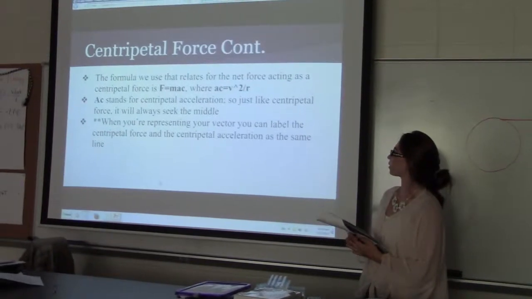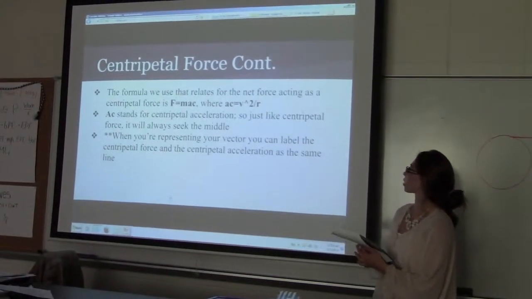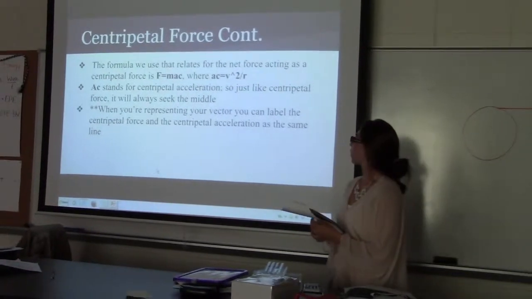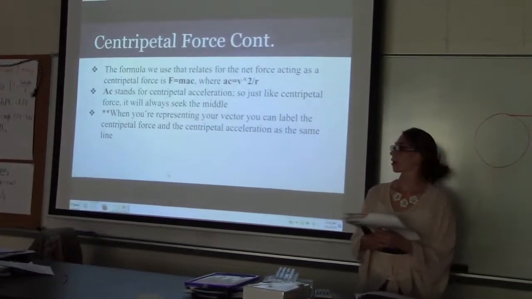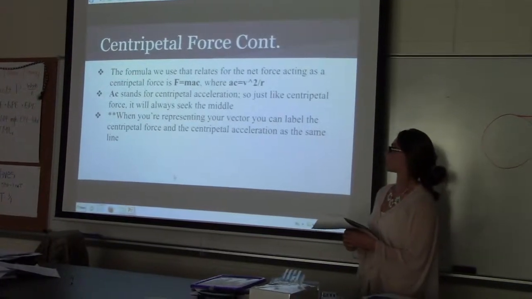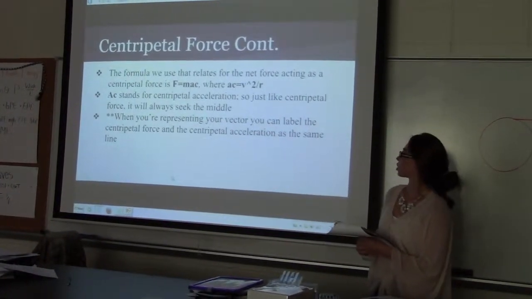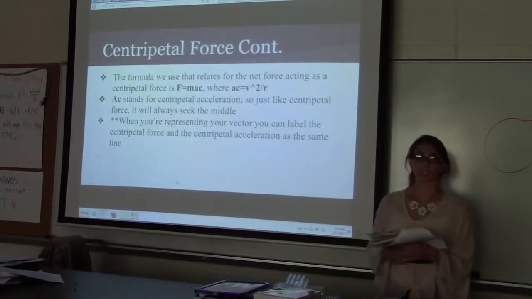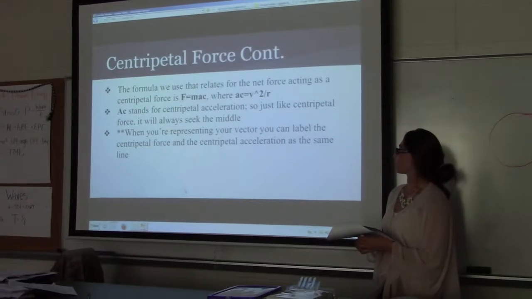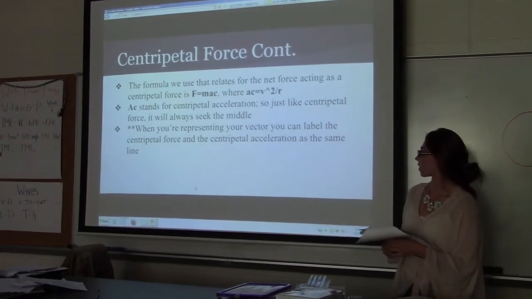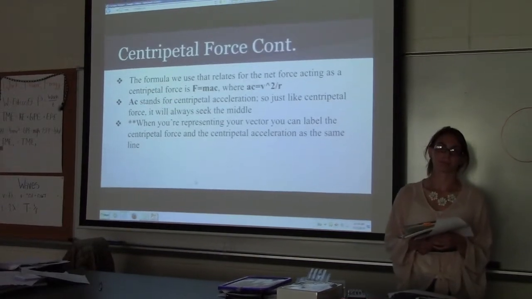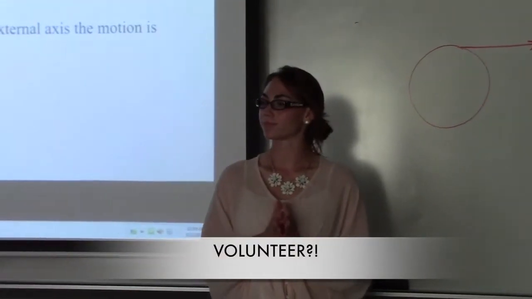Perfect. The formula that we use that relates to the net force acting as centripetal force is F equals MAC, where AC equals V squared divided by R. AC stands for the centripetal acceleration. So just like the centripetal force, it always seeks the middle. When you're representing your vector, you can label the centripetal force and the centripetal acceleration as the same line. Remember that. Would anyone like to volunteer?